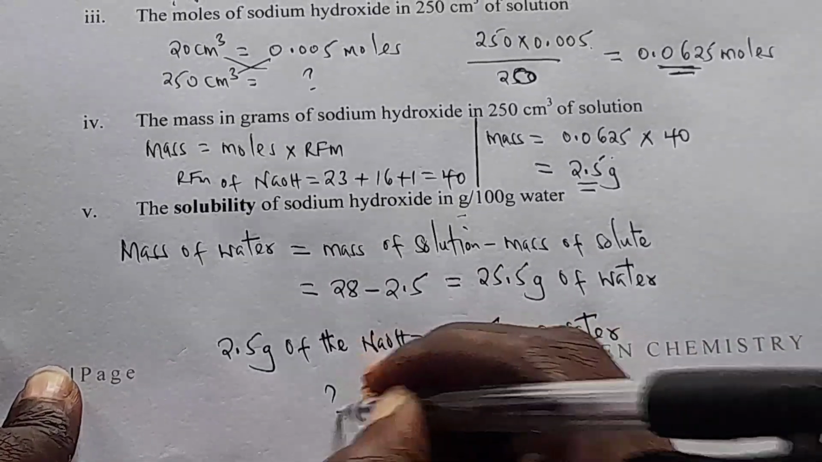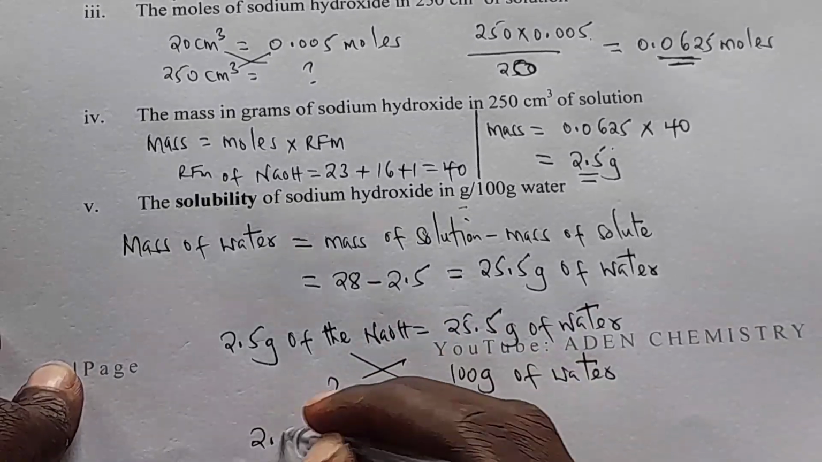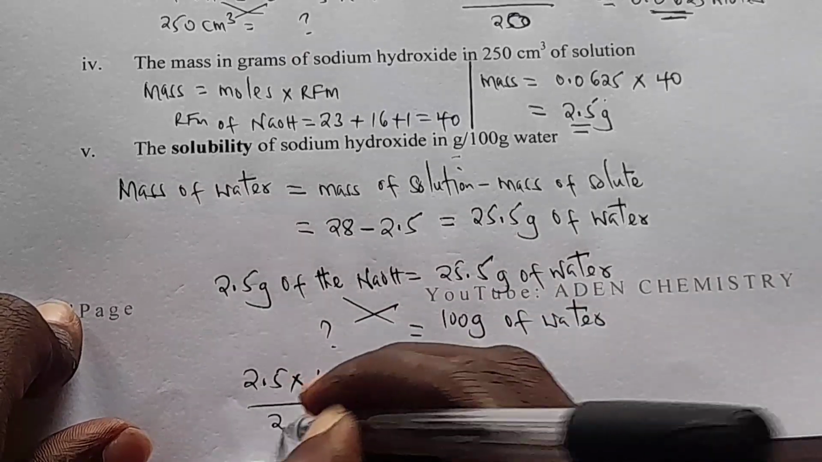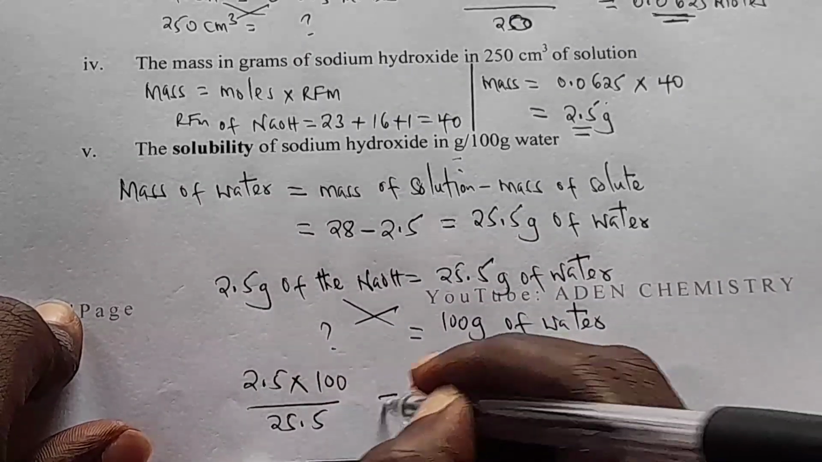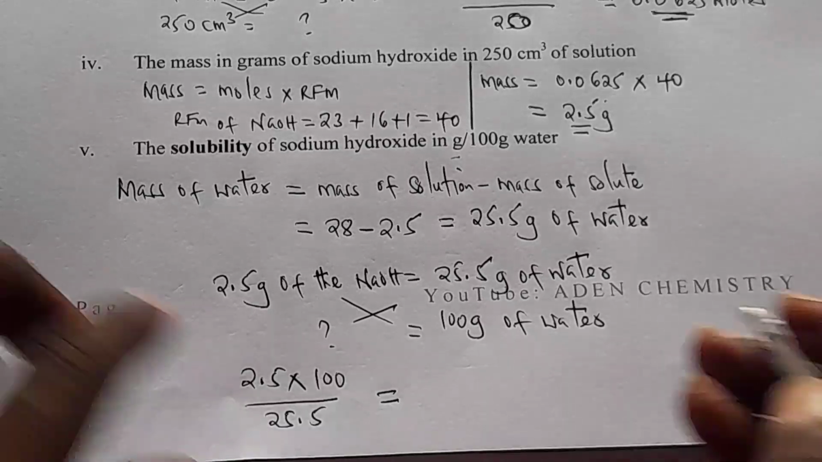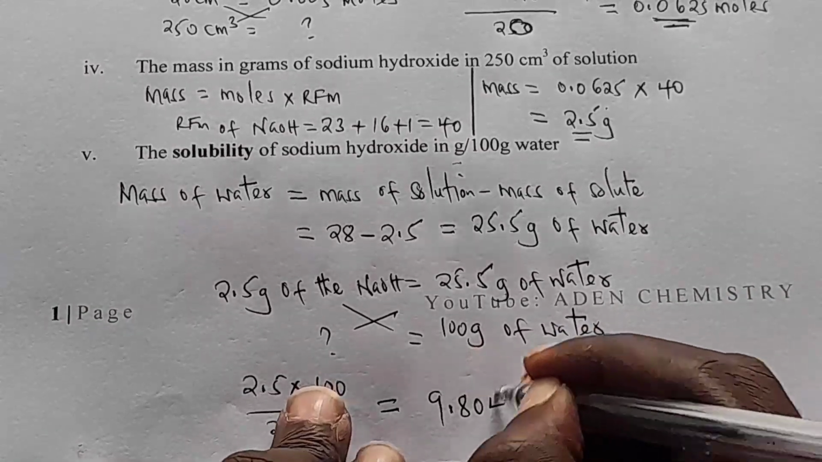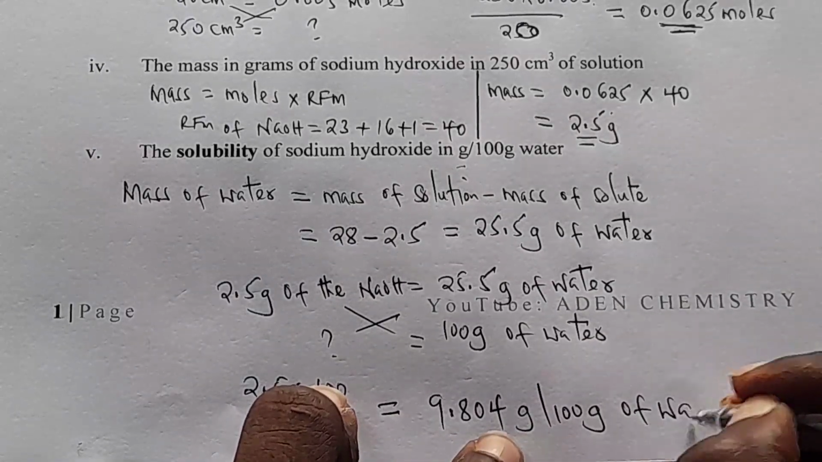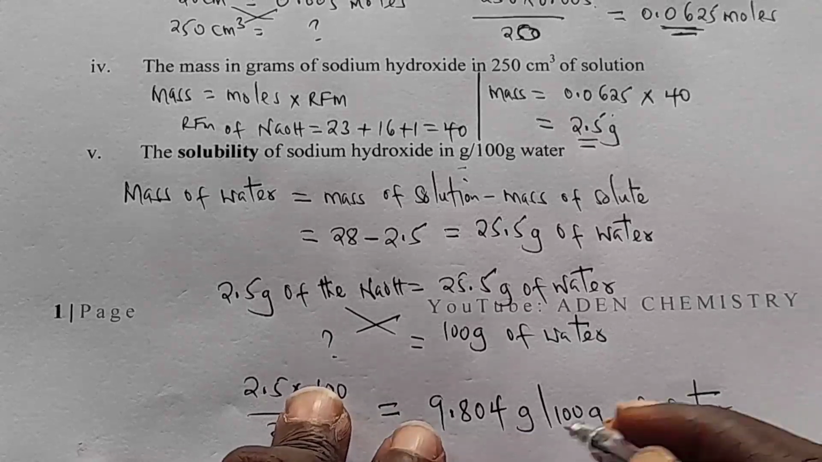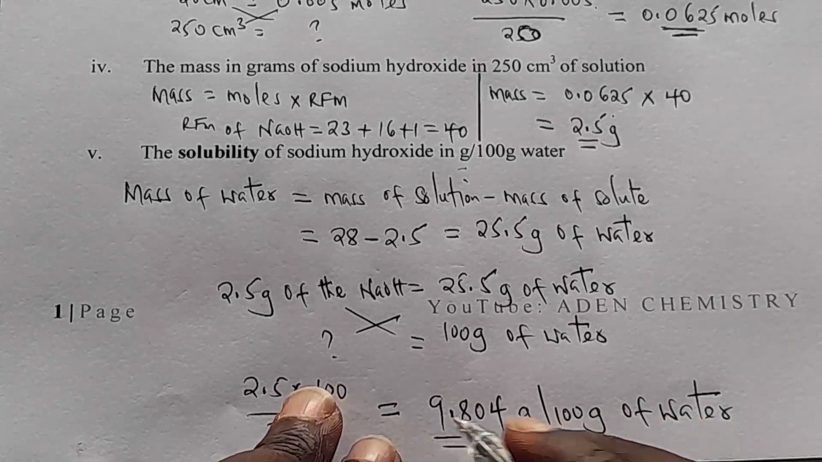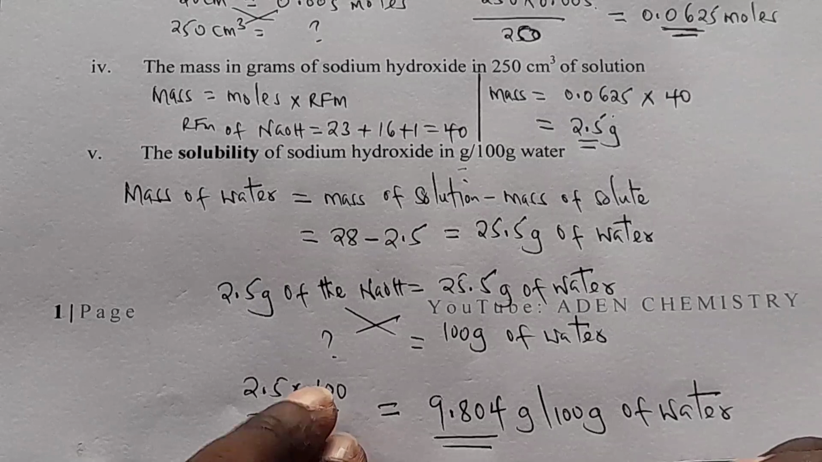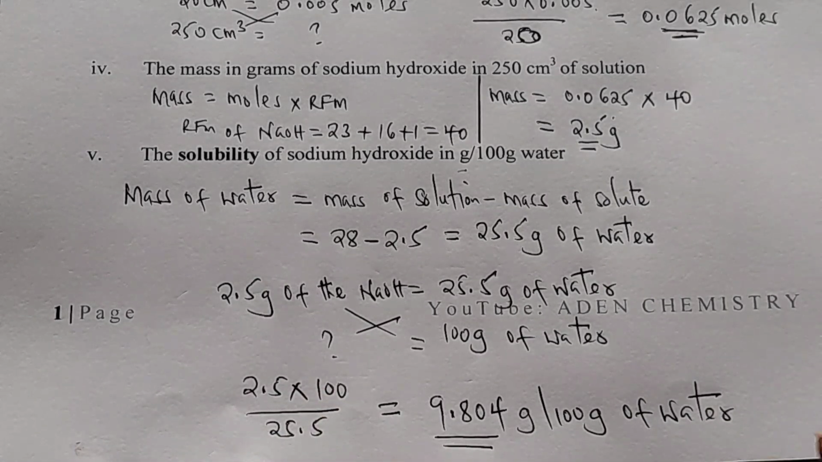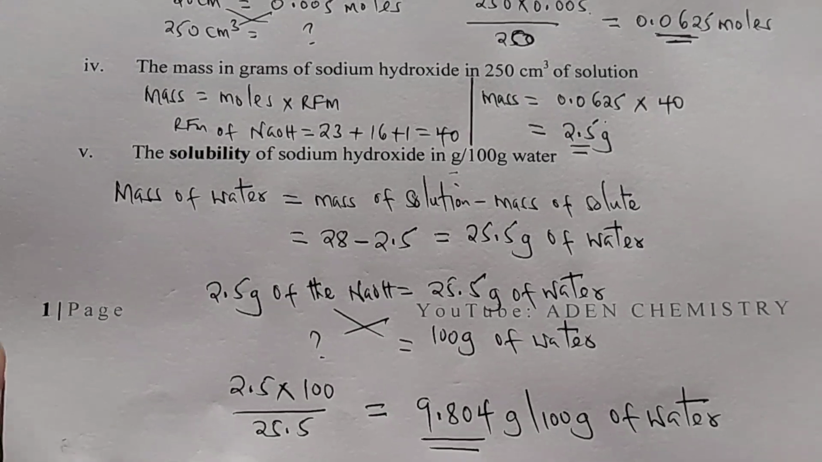So we cross multiply. We are going to have here 2.5 times 100 divided by 25.5. Here, learners, we are going to get 9.804 grams per 100 gram of water. So that's our solubility. We are getting 9.804 gram per 100 gram of water. So here we are determining the solubility of a salt, and we are using the mole concept.